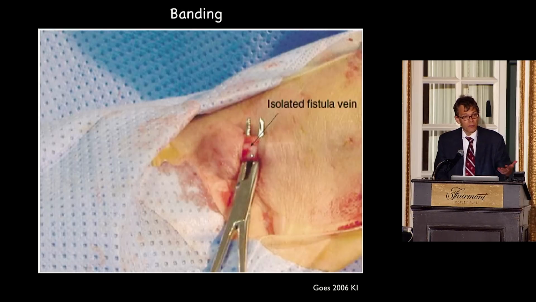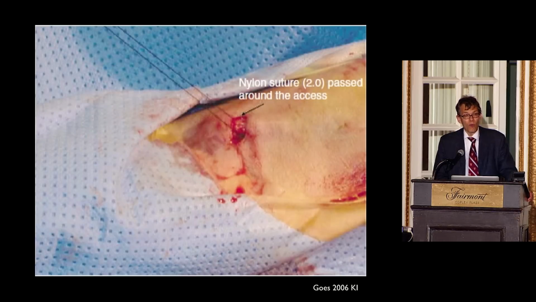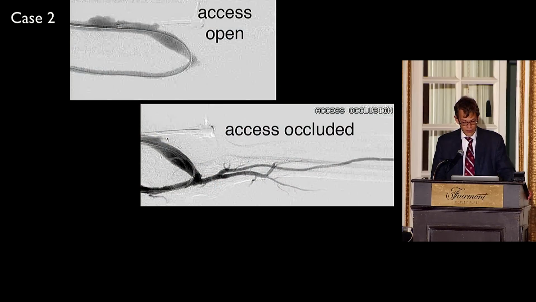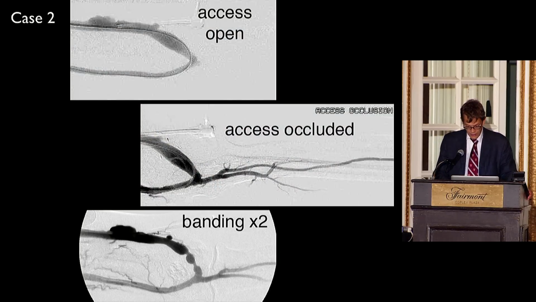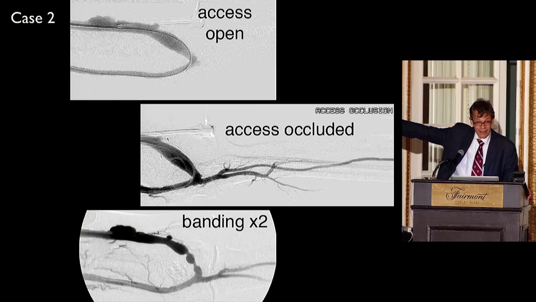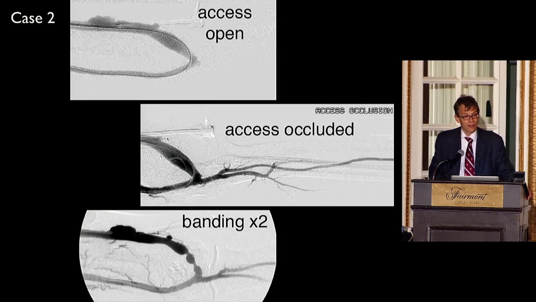It can be done in an outpatient center often, where you make an incision across the access, you isolate the inflow vein, you bring a suture around it, and then over a spacer, you tie a suture that narrows the inflow and creates a stenosis. You can see that here: access open, access occluded, and then we've added 2 bands into that inflow segment, increasing the resistance in the access. Now contrast is injected without occlusion of the access, and you can see antegrade flow in the radial and ulnar artery.